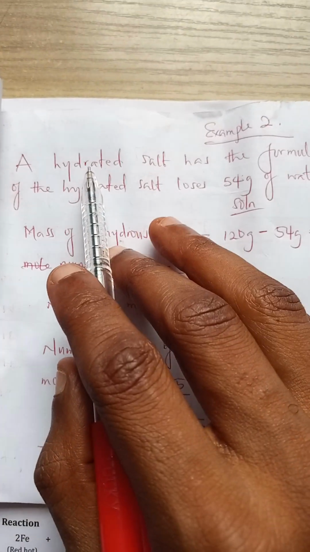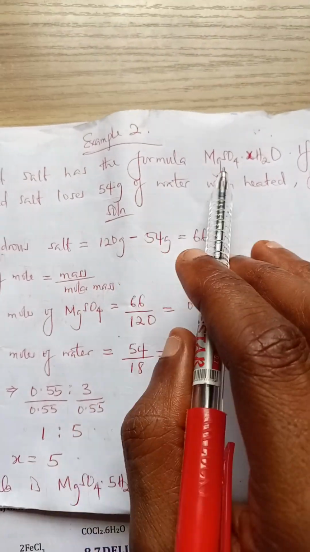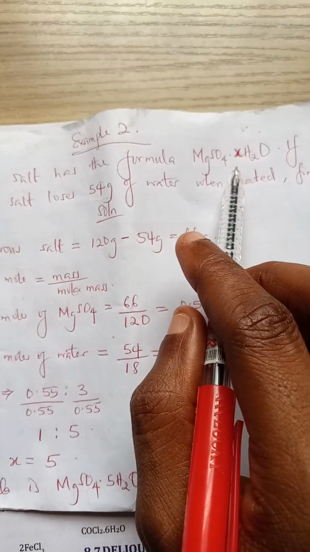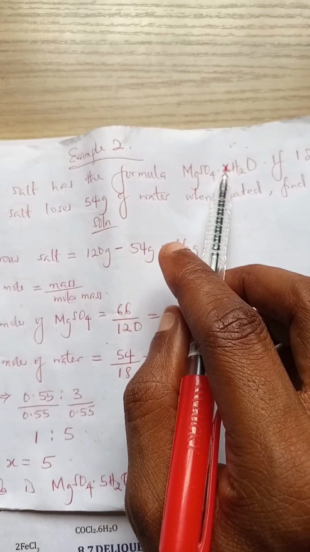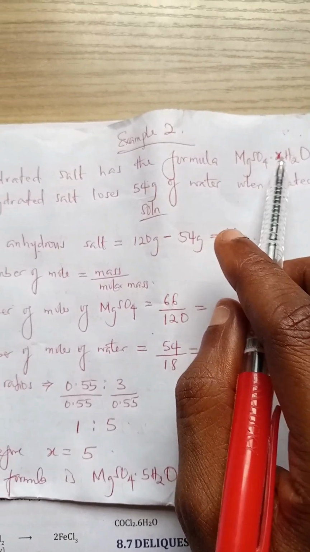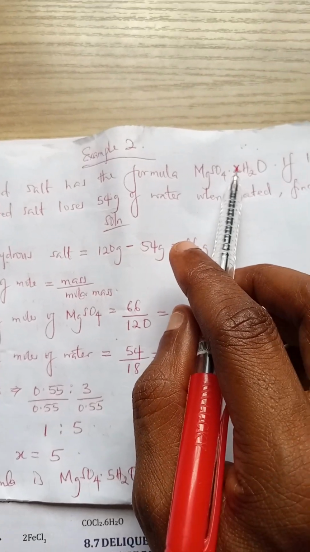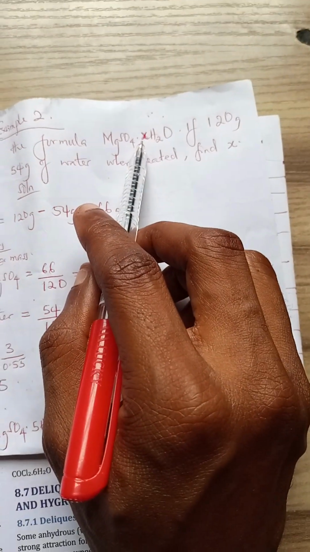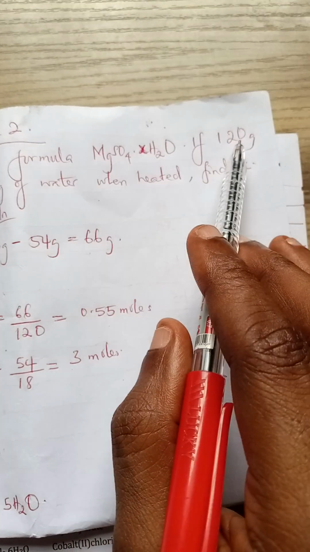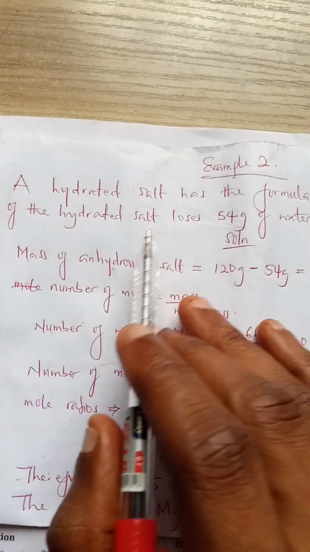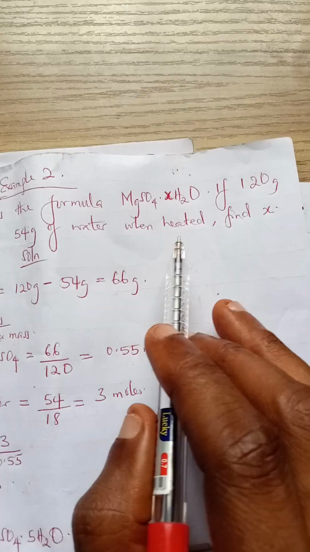The question says a hydrated salt, that means it contains water of crystallization, has the formula MgSO4.xH2O. That means this X is supposed to be a number, which is the water of crystallization. But instead of giving you the number, they call it X. So it is that X they are going to ask us to find. So pay attention now. The question now says that if 120 gram of the hydrated salt loses 54 gram of water when heated, find X.